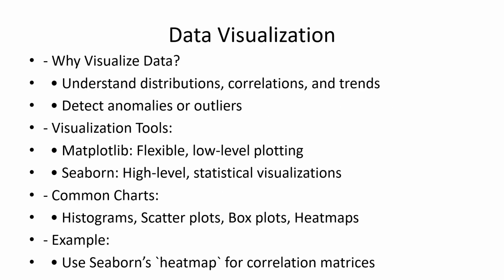Data visualization is a powerful tool for understanding data distributions, correlations, and trends. It also helps identify outliers or anomalies that require attention. Matplotlib and Seaborn are two popular Python libraries for visualization. Matplotlib offers flexible, low-level plotting, while Seaborn simplifies statistical visualizations with built-in themes. Common charts include histograms to show frequency distributions, scatter plots for correlations, box plots to detect outliers, and heat maps for visualizing correlation matrices. For example, a Seaborn heat map can reveal relationships between variables, guiding feature selection and engineering.